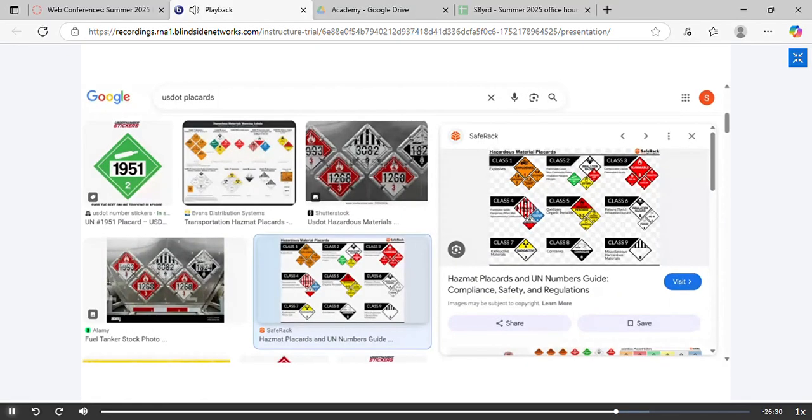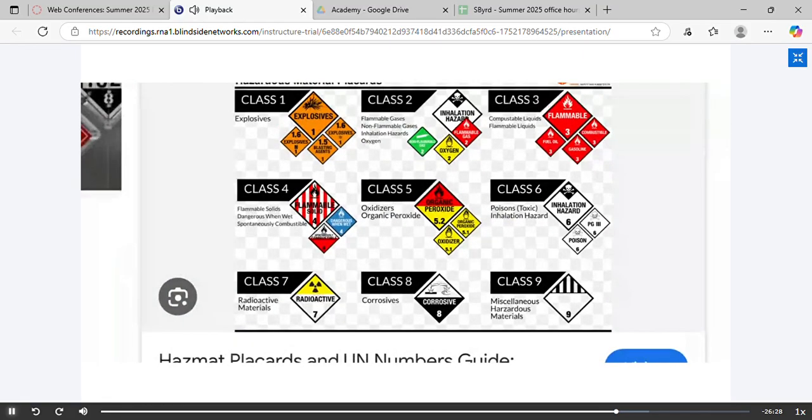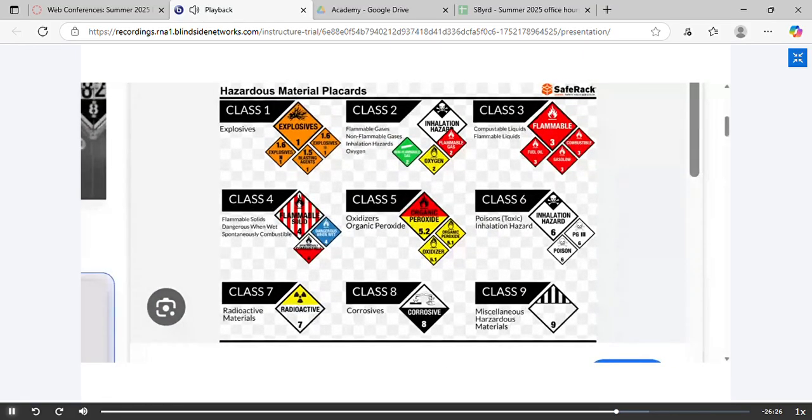What does this mean? Okay. So when you're looking at these, there's 9 different classes. And I really want you to pay attention to this stuff now that you know about it. If you've already been paying attention to it, great. But you're going to start noticing this on a lot of trucks that are driving down the road. You've got your explosives, you've got your flammable gases, non-flammable, your oxygen, right? Combustible liquids, poisons, toxins, corrosives, radioactive materials.